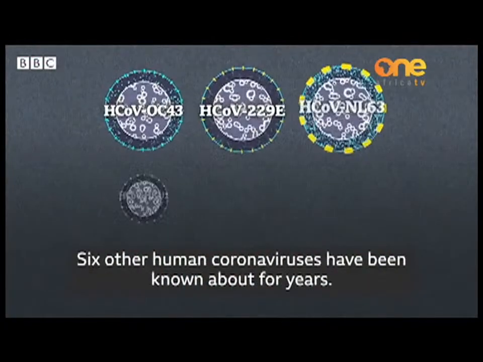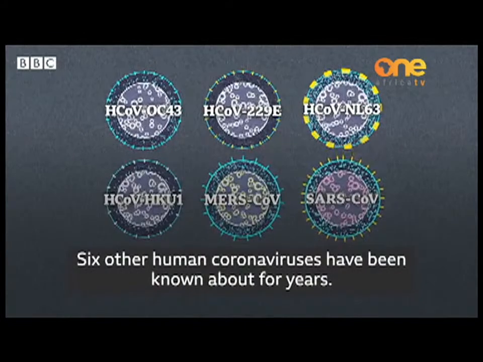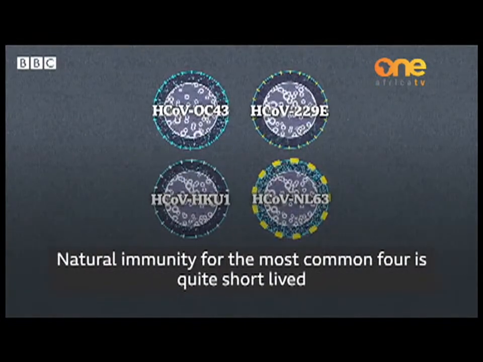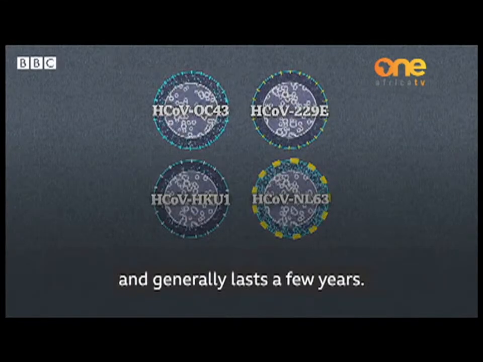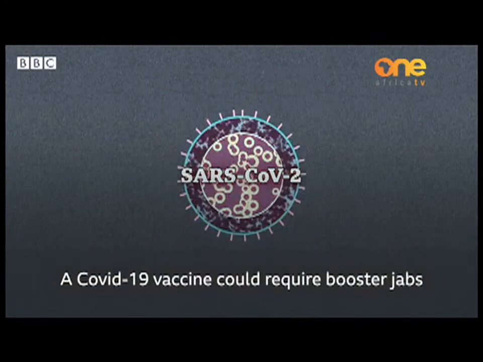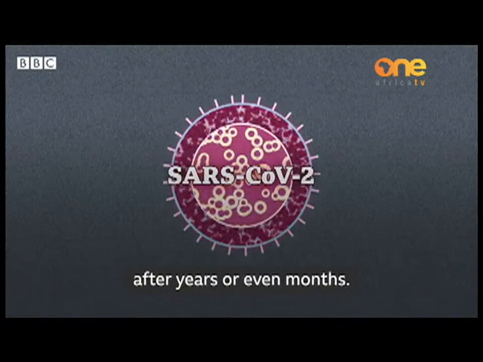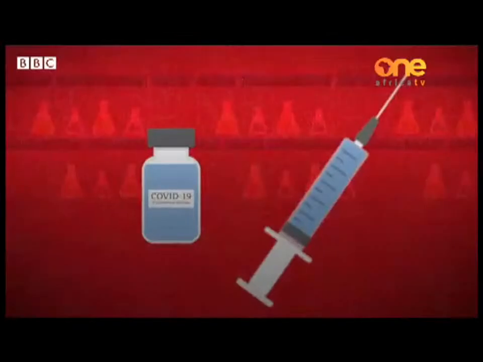Six other human coronaviruses have been known about for years. Natural immunity for the most common four is quite short-lived and generally lasts a few years. A COVID-19 vaccine could require booster jabs after years or even months.